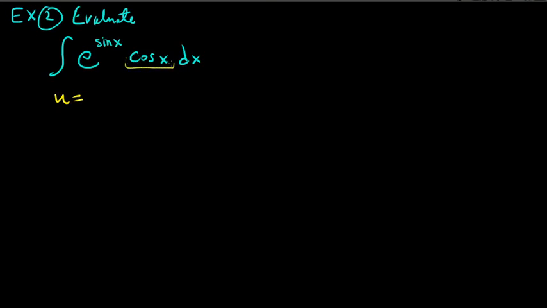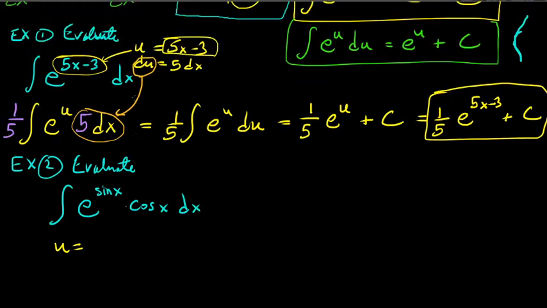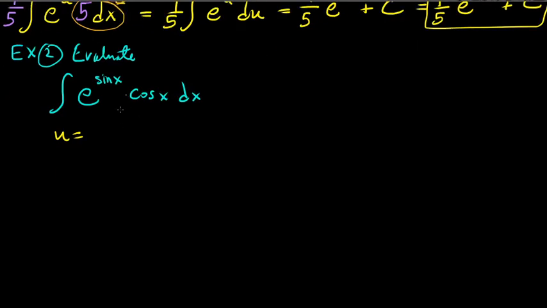You can let u be cosine of x, right? That's one possibility. You can let u be e to the sine x. That's another possibility. But I think the simplest one, and the one that worked in the last problem, is that the u is the exponent. In other words, u is just the sine x by itself. So let's try that. U is just sine x. What's the derivative of sine x? Of course, it's cosine x, right? So my du is just cosine of x times dx.